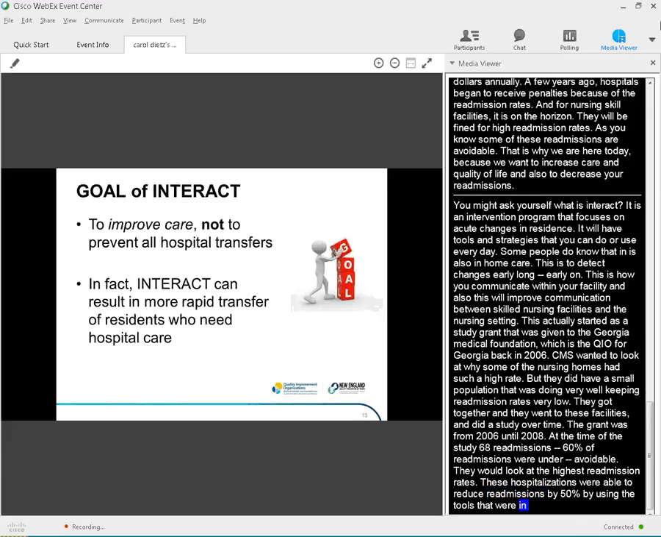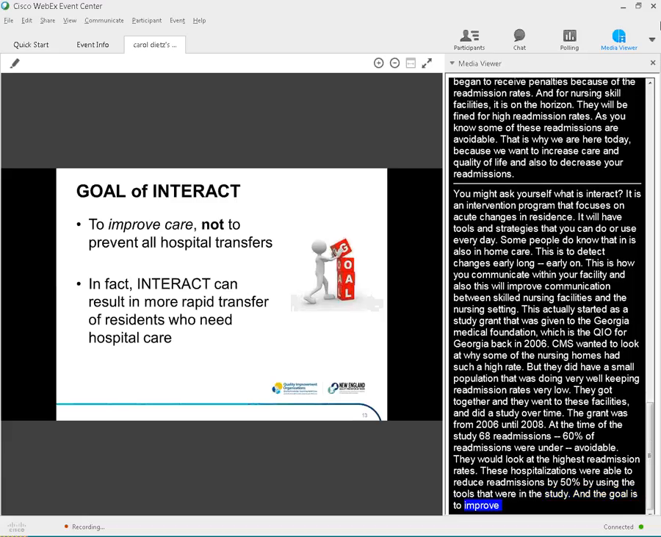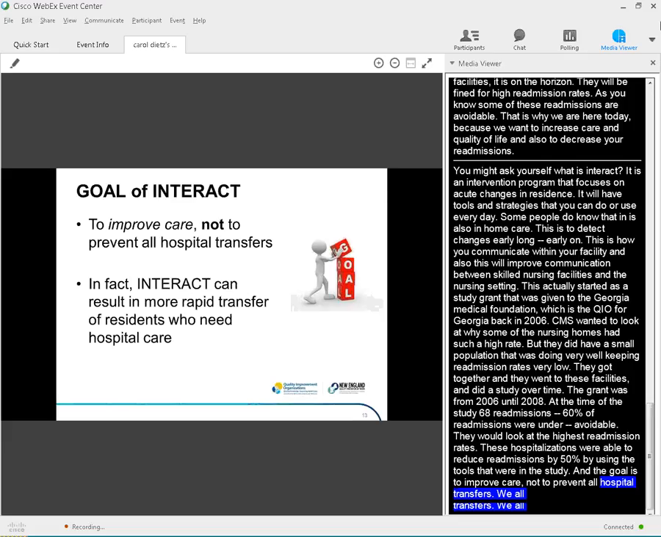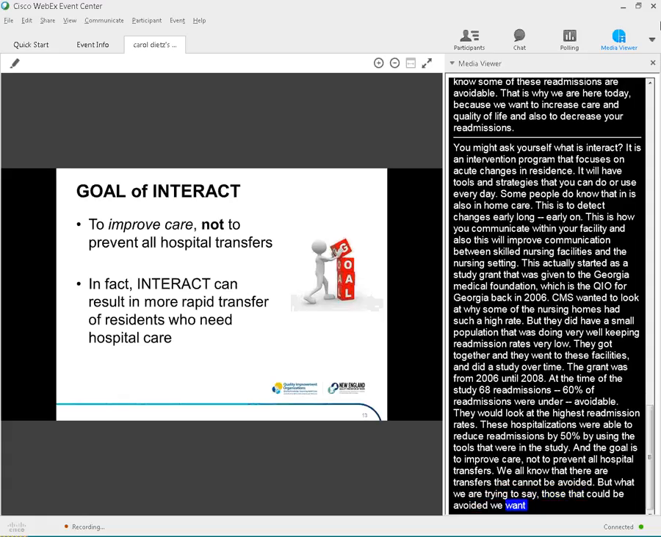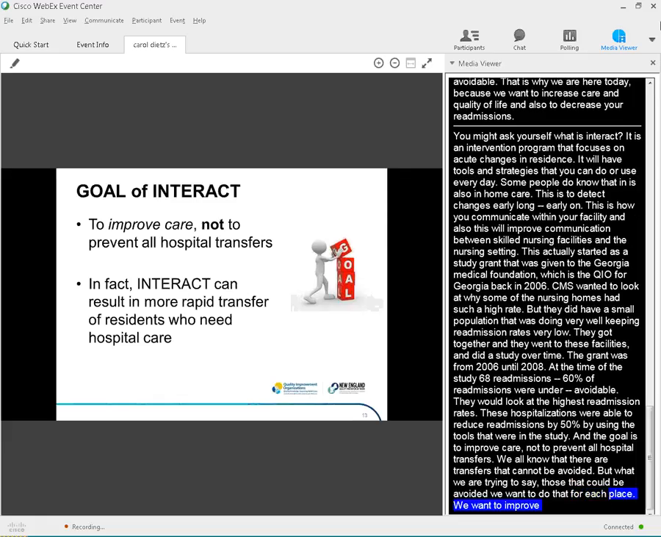The goal of Interact is to improve care. It is not to prevent all hospital transfers. We all know that, in fact, there are transfers that cannot be avoided. But what Interact is saying is, for those that can be avoided, let's try to do that. Let's try to treat people in place. But when you do have to transfer someone to the hospital, Interact can improve the transfer process, and it'll make the transfer itself as seamless as possible.